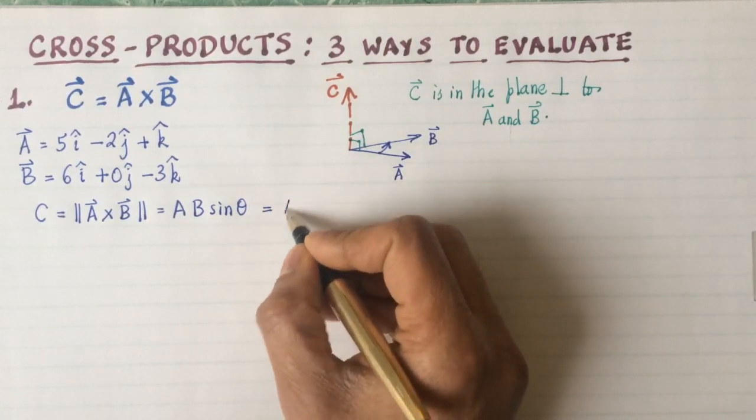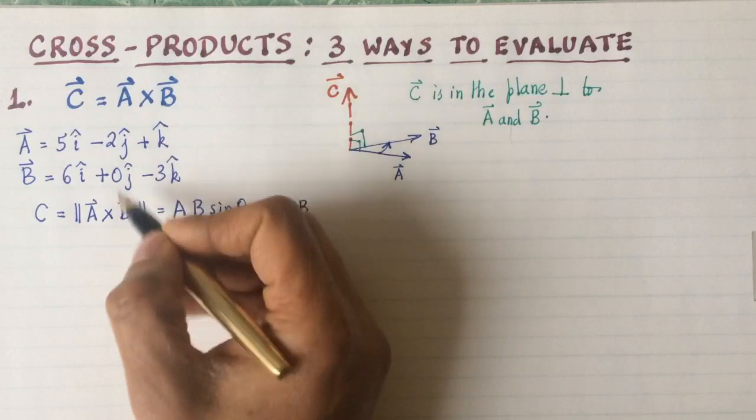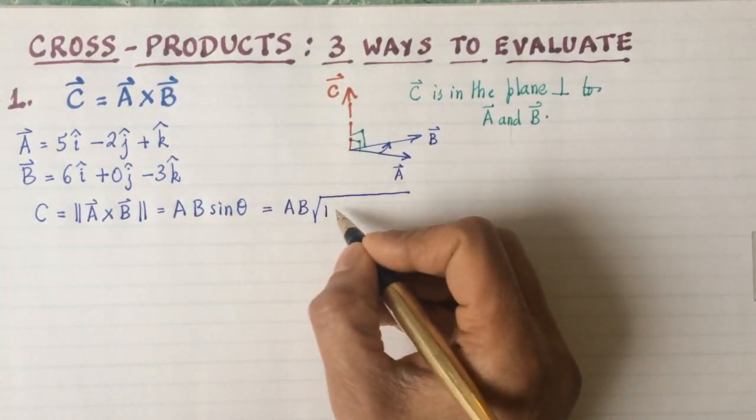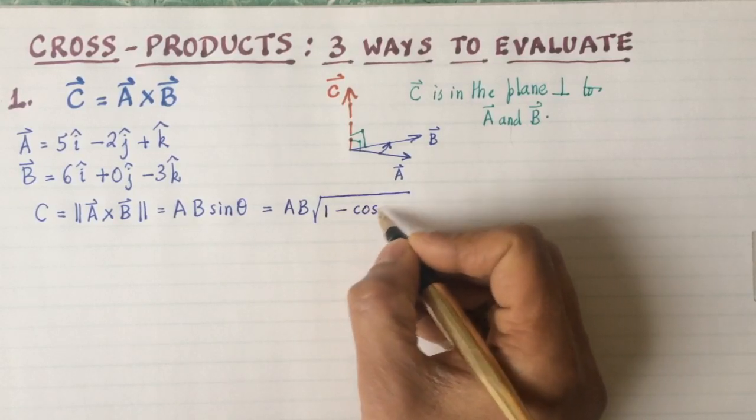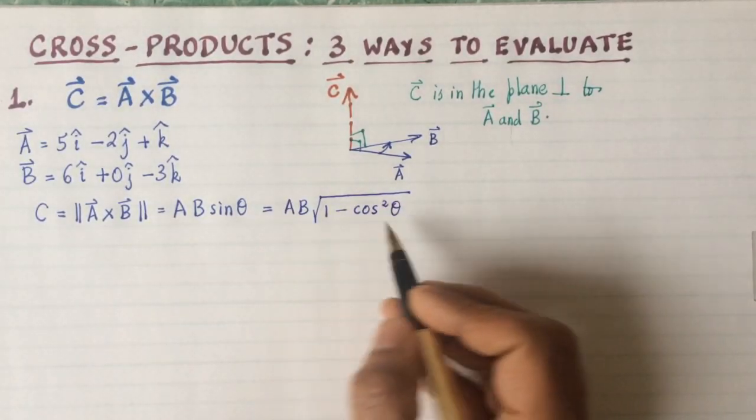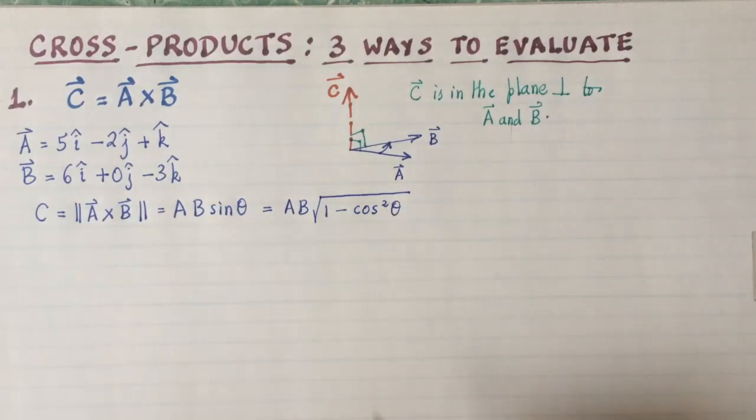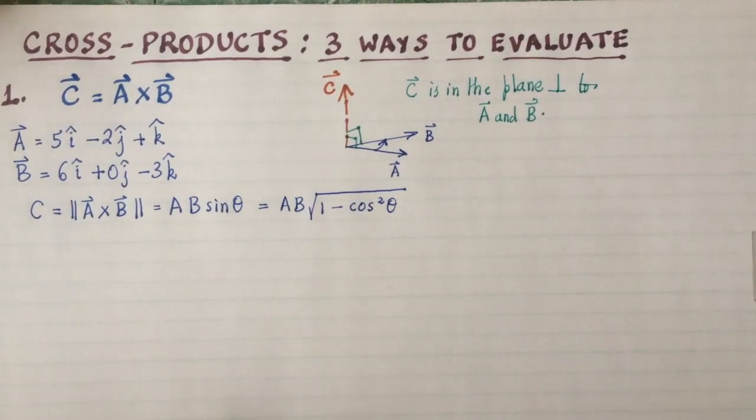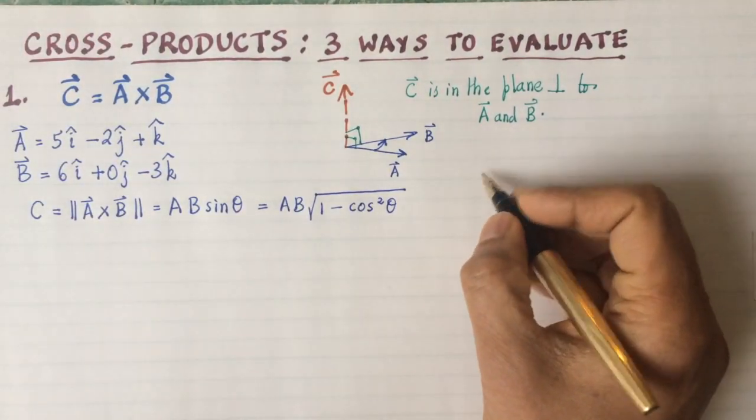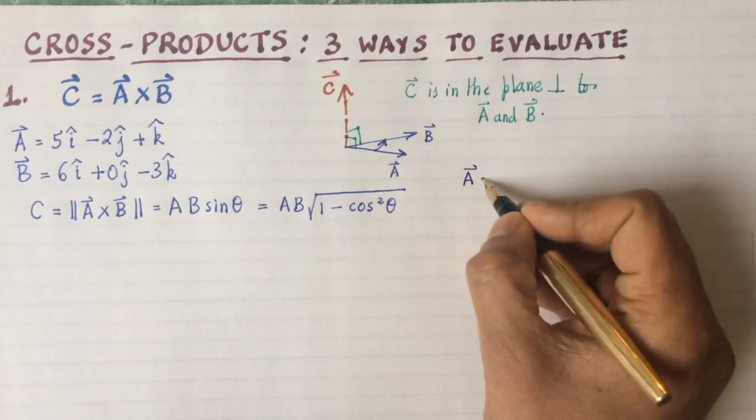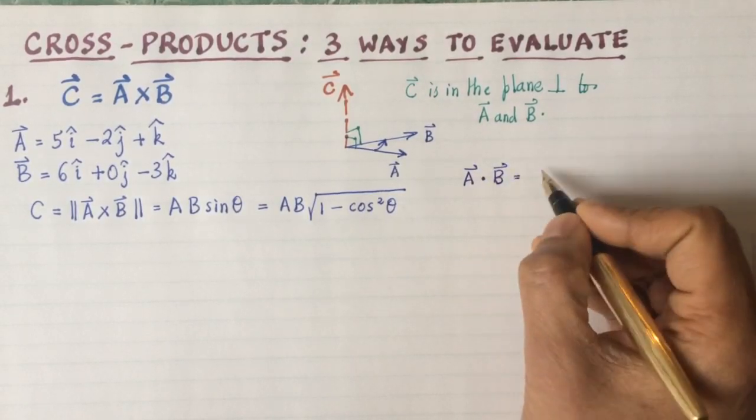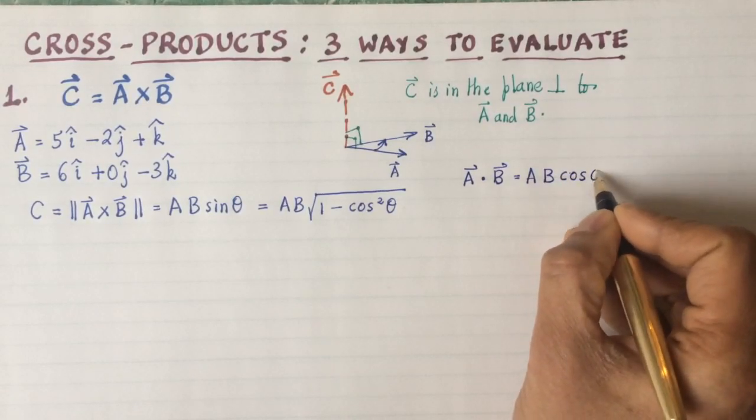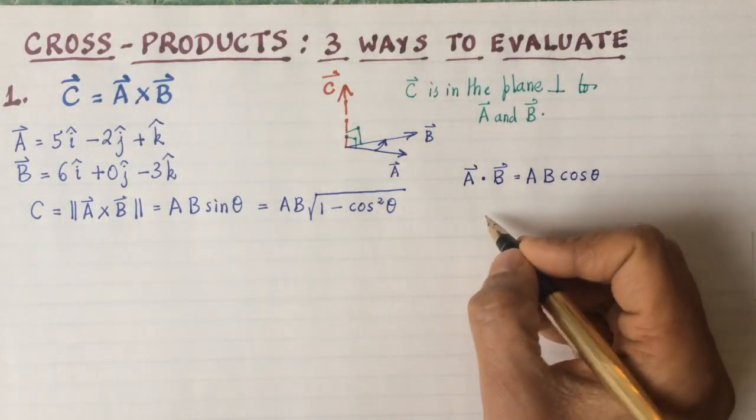So I'm going to write this as AB. Now the sine of the angle between the two is not easy to calculate, but you can certainly calculate the cosine of the angle using the dot product. So I'll write this as the square root of 1 minus cosine squared theta from the relationship between sine theta and cosine theta. And what I'm going to do now is to evaluate cosine theta. Now cosine theta, if you recall the dot product of two vectors, A dot B equals the magnitude of A times the magnitude of B times the cosine of the angle between A and B. So I can find cosine theta directly.